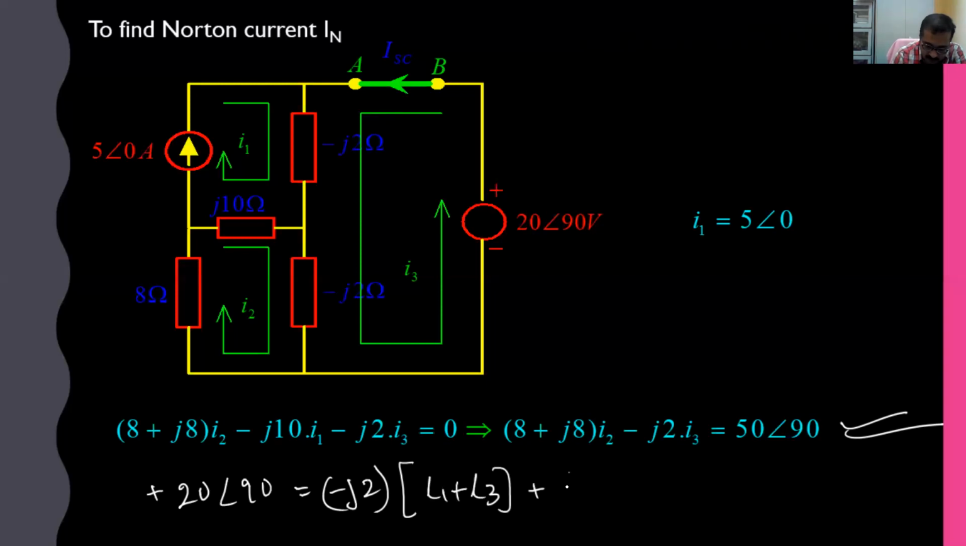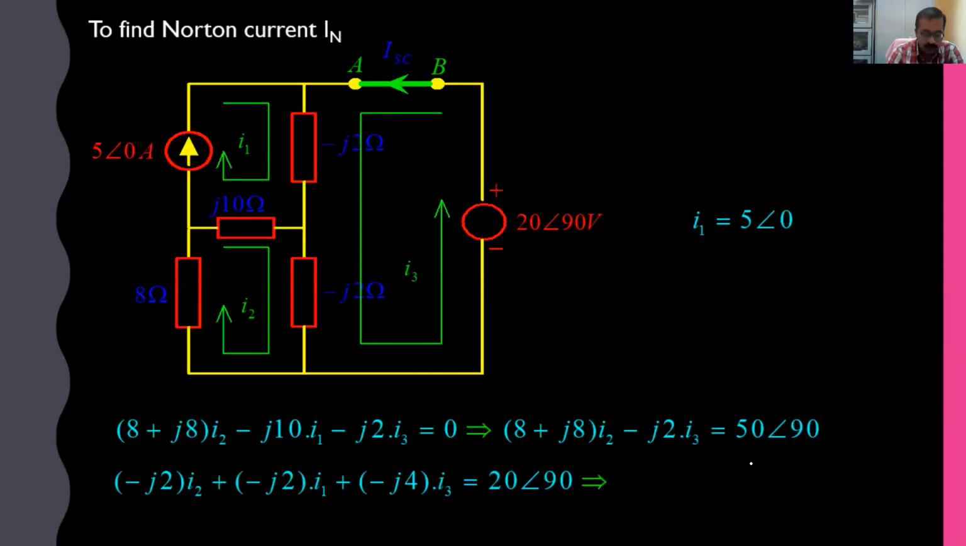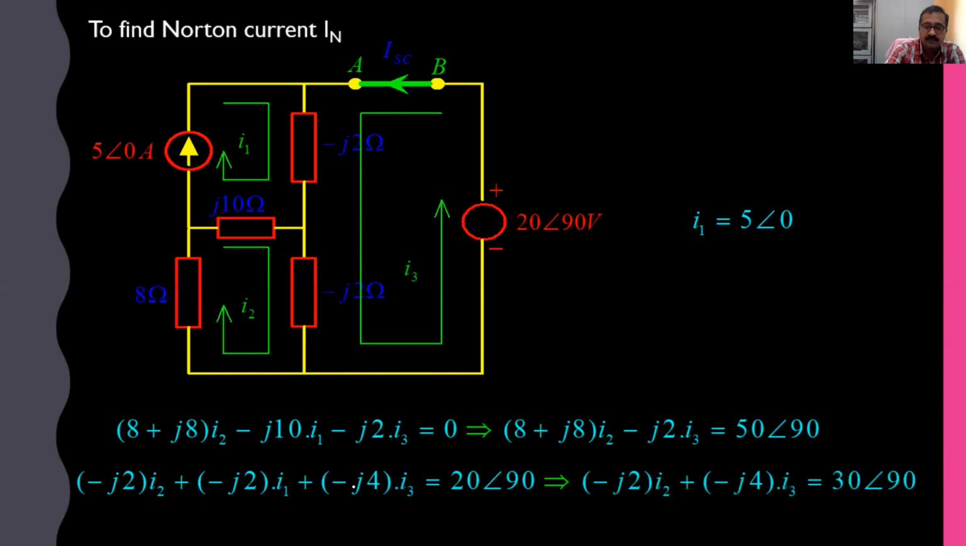Then plus minus J2 into, what's the net current flowing through this minus J2? Both I2 and I3 are in the same direction, top to bottom. So into I2 plus I3. Okay, so you will get an equation of this kind. Again, I1 is known, 5 angle 0. Substitute that here, you will get a non-zero term. Take it to the right side and simplify that.